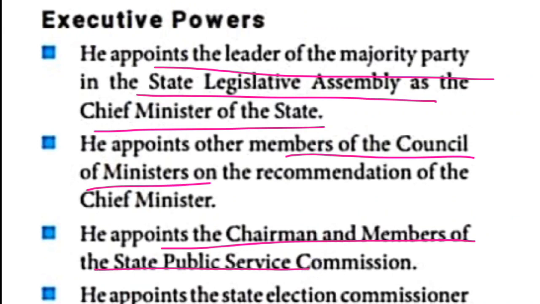The next, what is given in the sense: he appoints the state election commissioner. Yes, that state election commissioner he can appoint, and moreover he can determine, in the sense he can fix, his conditions of service and tenure. Tenure in the sense period. So these are the things he can do. Who can do? Governor. Governor can appoint the state election commissioner also.